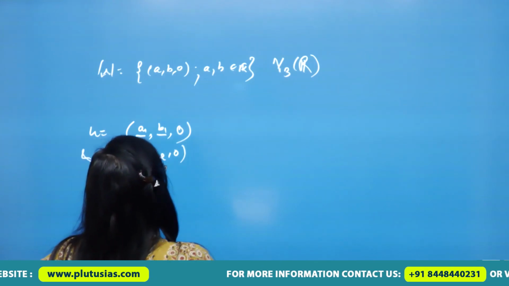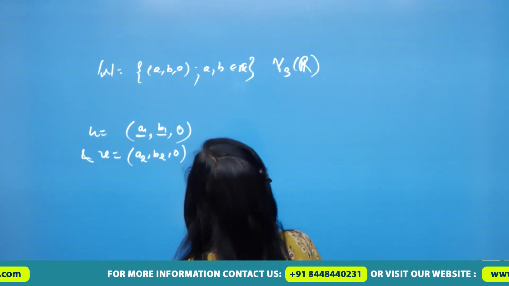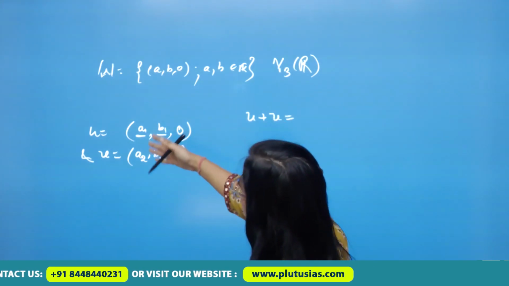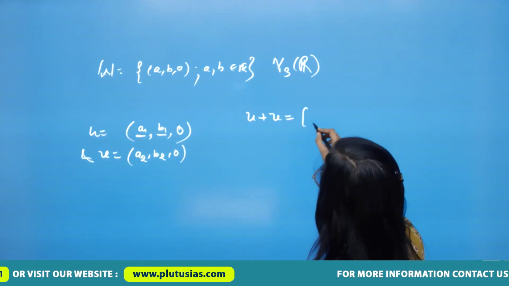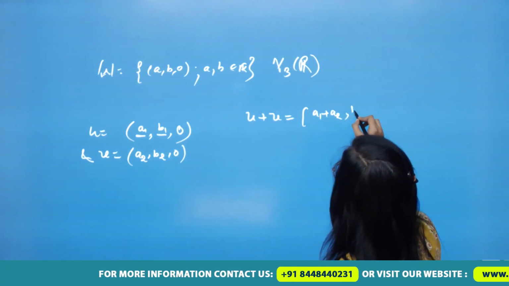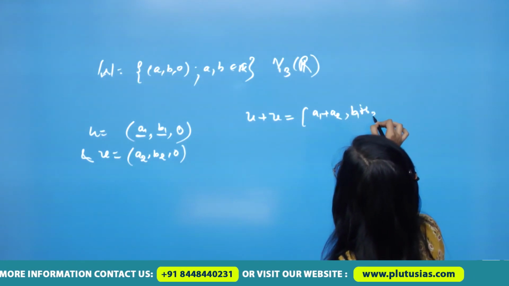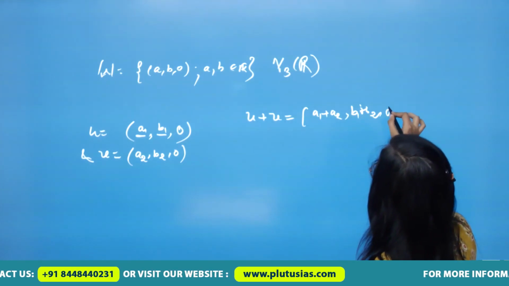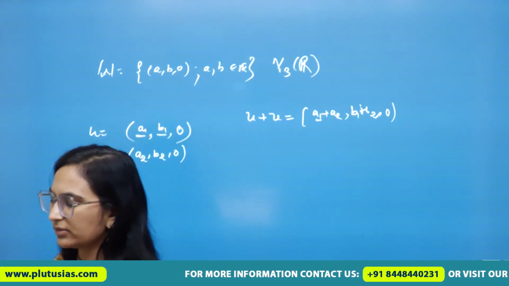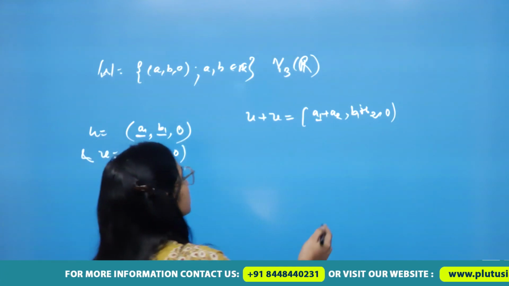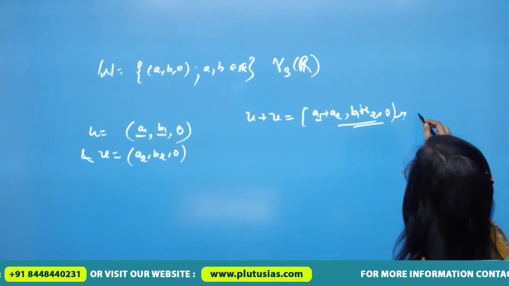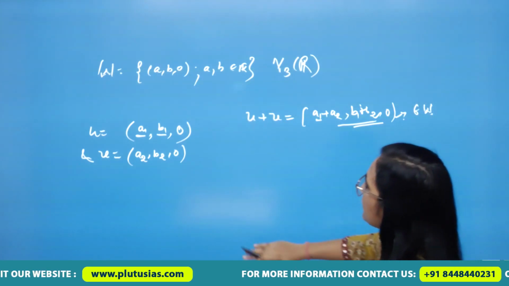For that, we have taken 2 elements, and for an internal binary operation, their addition should also belong to W. What will be their addition? Addition is component wise. So a1 plus a2, second is b1 plus b2, and third is 0 plus 0. Now a1 is a real number, a2 is a real number, b1, b2 both are real numbers. Their sum will also be a real number, right? So this would be an element of W, and hence it belongs to W. That means we have proved that.